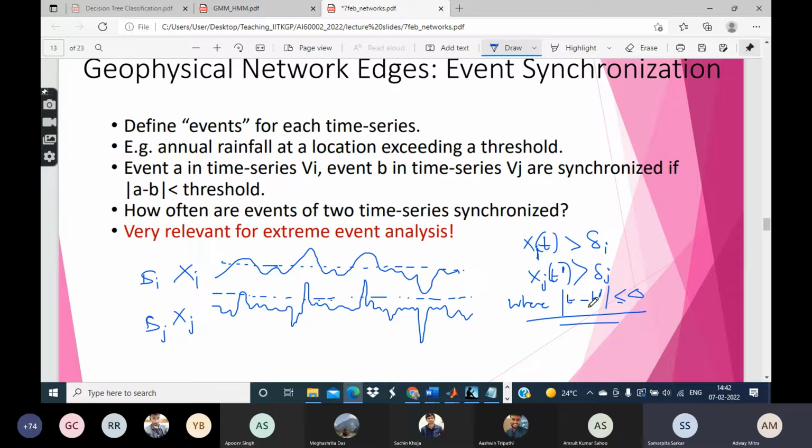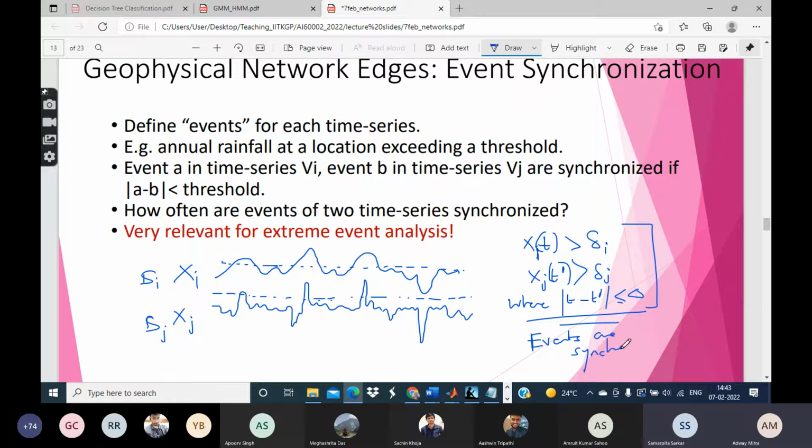That is, there are two time points t and t prime. The difference between them is small, less than a particular quantity, which we have already said. So there are two time points close to each other. I have not said which happens before and which after. Then I will say that these two events are synchronized if an event for variable xi happens at time t, and an event for variable xj happens at time t prime, and t and t prime are close to each other.